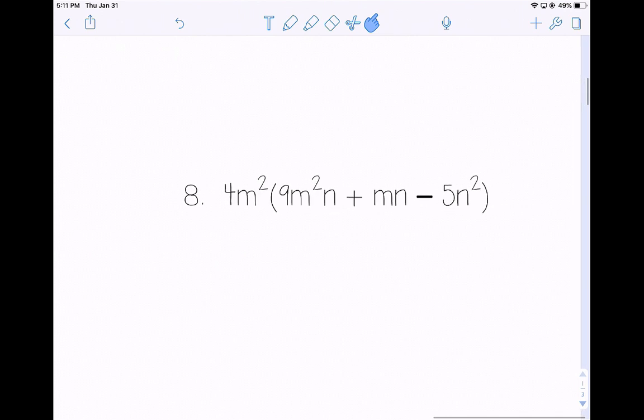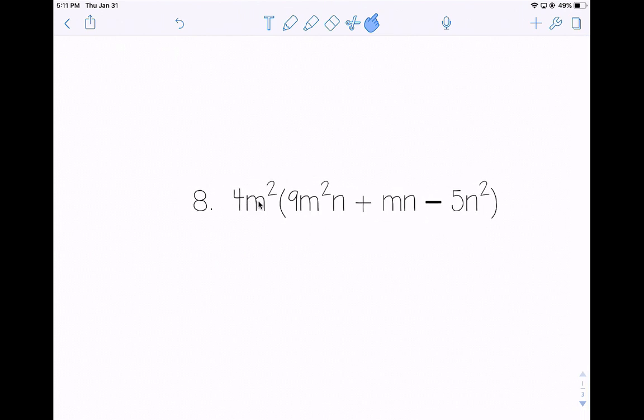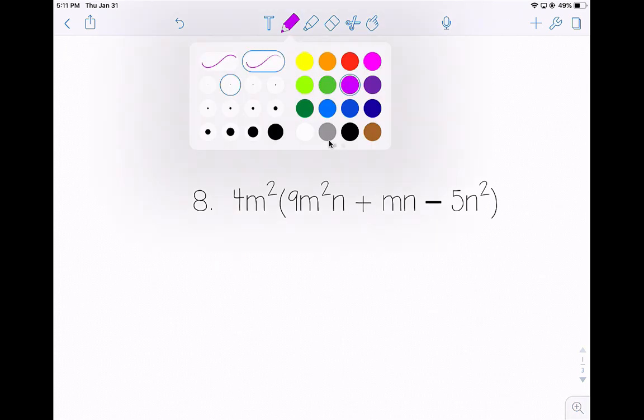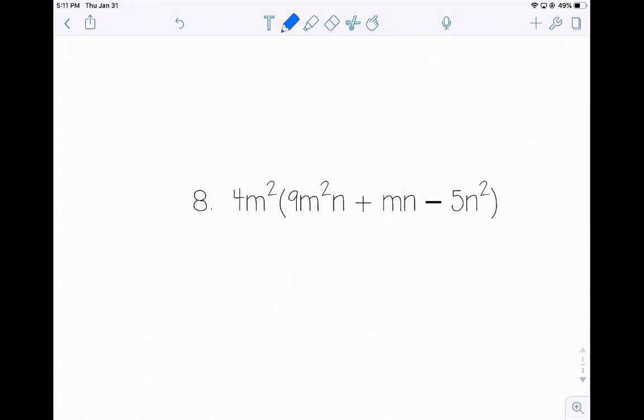All right. Number 8, we're distributing 4m squared to each of these pieces. So multiplying by 4, also adding an m squared to what variables they already have. So 4 times 9 here is going to be 36. We already had an m squared. We're putting another m squared with it. So 2 here plus 2 more make m to the 4th. And then we have an n still there.